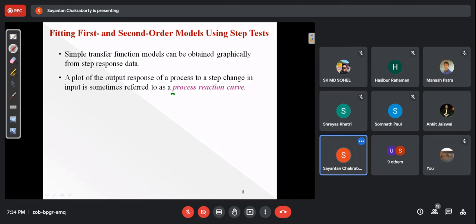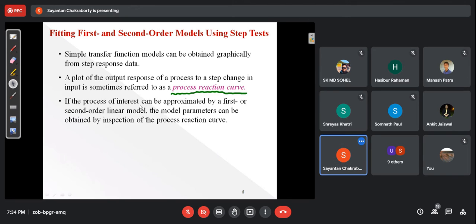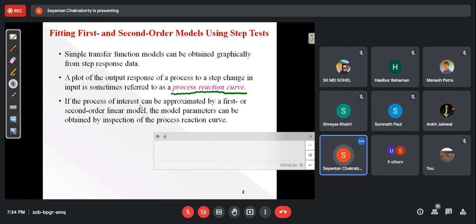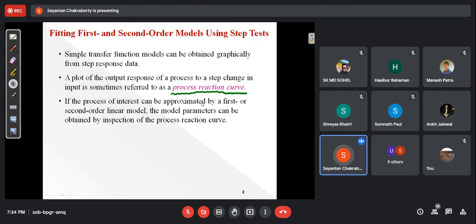This definition is very important, this process reaction curve. So our model building will be based on this process reaction curve. For the process of interest, it can be approximated by a first order or second order linear model. Then from the process reaction curve itself, you can obtain the parameters of that particular model.